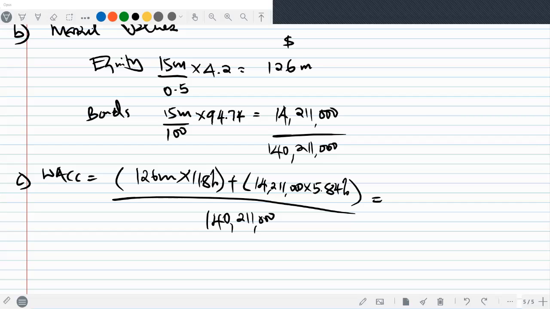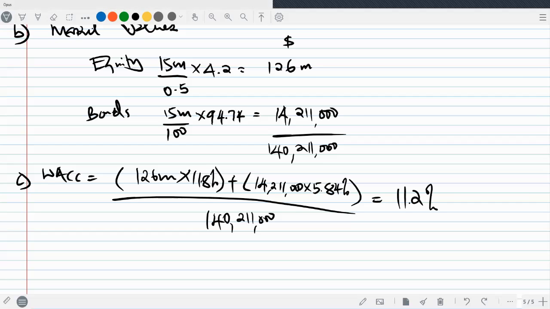11.2%. Okay, because therefore the cost of the debt, 11.2%. For 10 marks, and you can see it's not a very hard question to do.